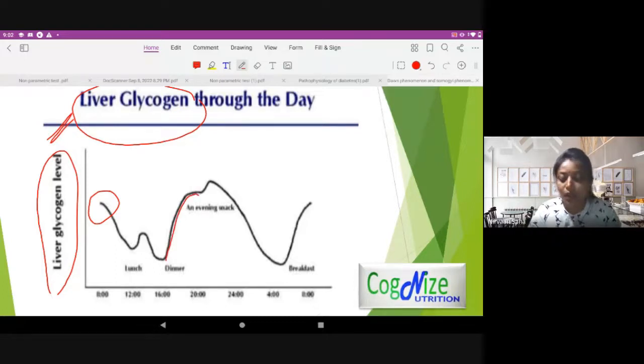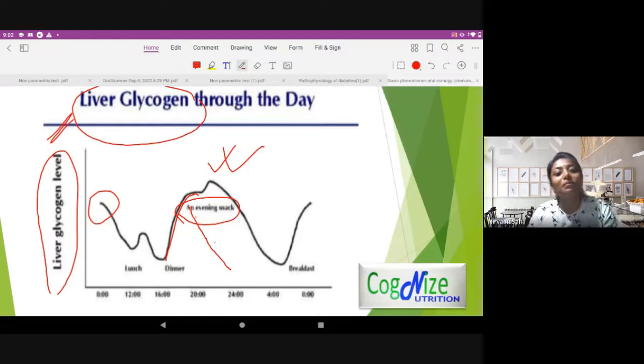But this time, your glycogen level will not fall. Why will it not fall? Because you are taking a snack. When you take a snack, you are preserving this glycogen. And as a result, if this glycogen is preserved, then this same glycogen can break during that dawn phenomenon.